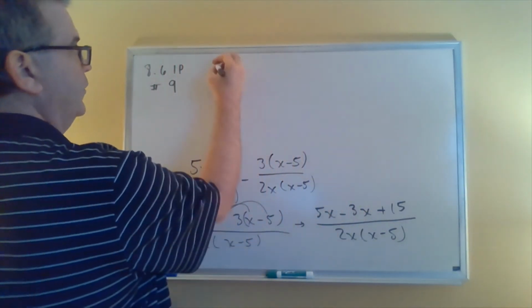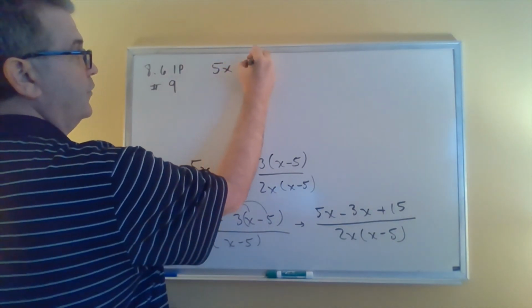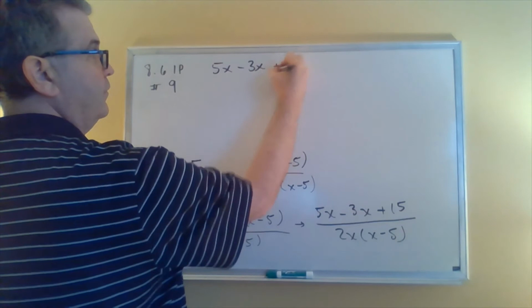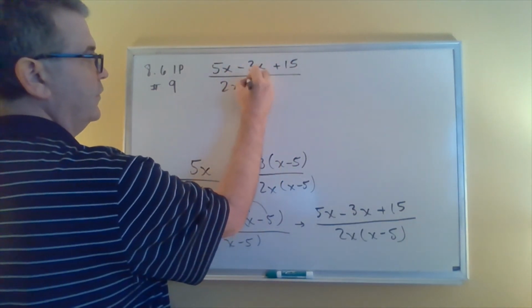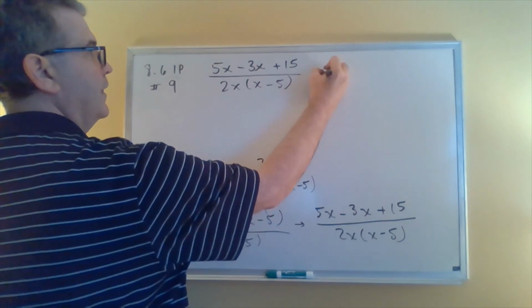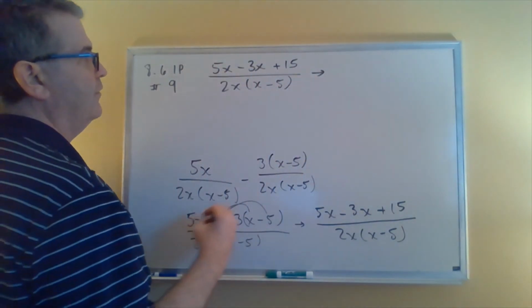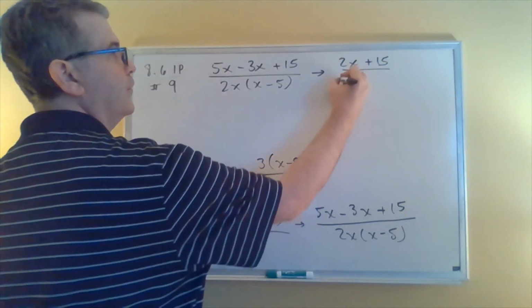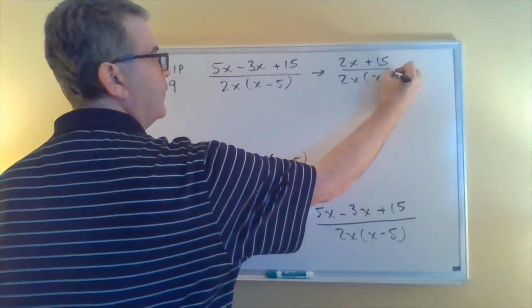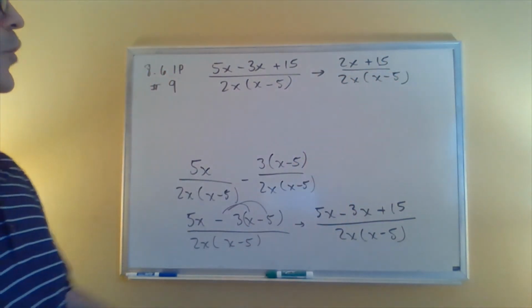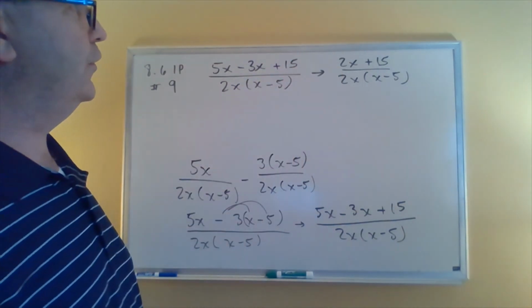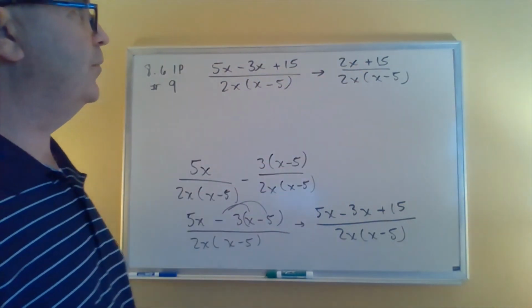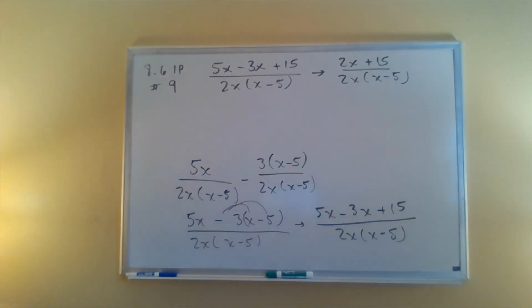I'm going to rewrite this fraction up here, so I'll end up with 5x minus 3x plus 15 all over 2x, x minus 5. So I can combine like terms up top. 5x minus 3x is 2x. 2x plus 15 all over 2x times x minus 5. And that'll be our answer here. Don't make that mistake of trying to cancel out the 2x over 2x, because this is not a multiplication problem up there. So it's not a factor. It's an addition problem up there. So I have 2x plus 15 over 2x times x minus 5.